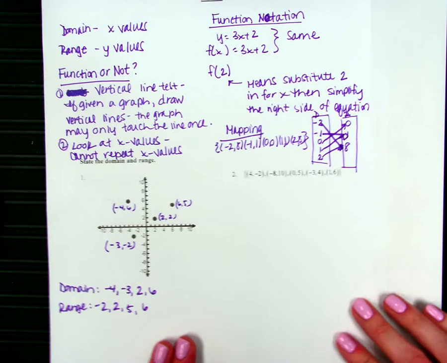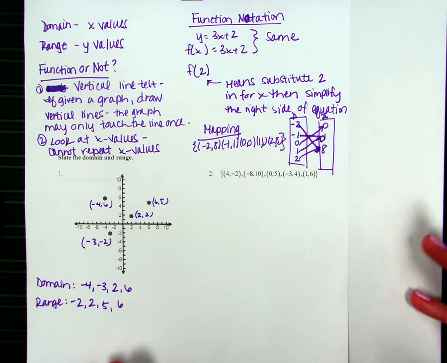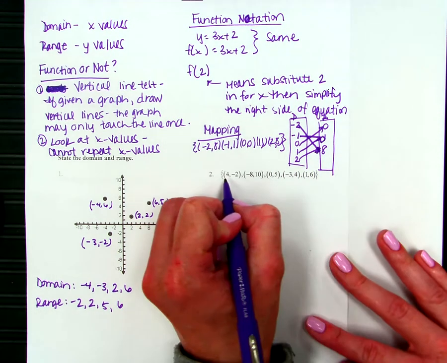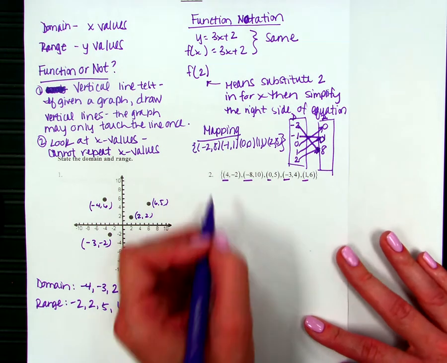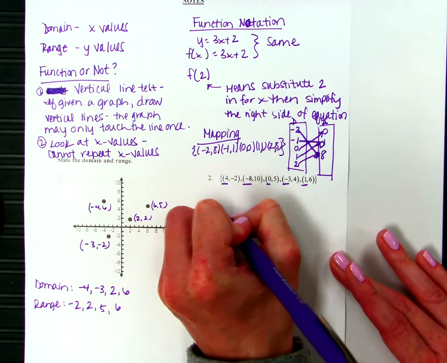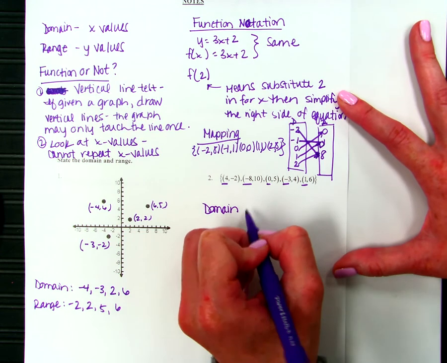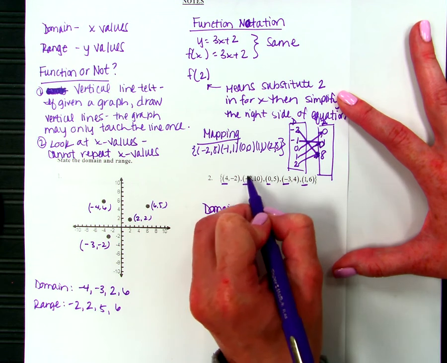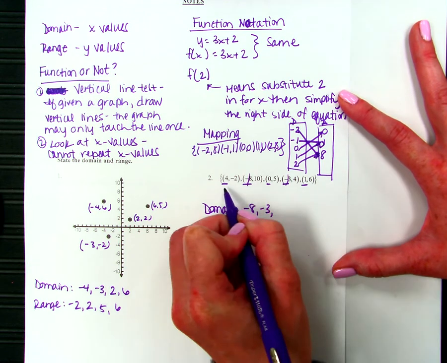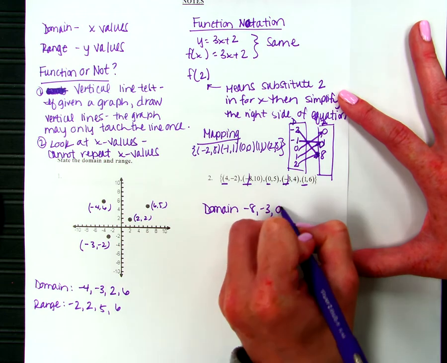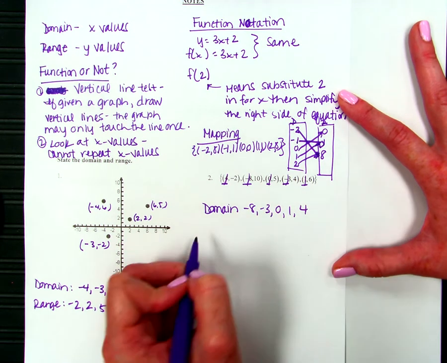Same thing for number 2. It's asking us to state the domain and range. Again, we're just going to put them in order. If it's easier for you to rewrite them out first, you can. I'm just going to underline so I know all of my x's that I'm looking at, and then I'll circle all my y's. My domain starts with negative 8, then negative 3, then 0, 1, and 4. So that's my domain.